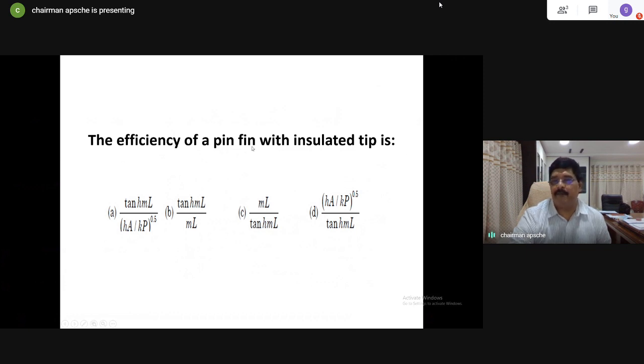The efficiency of a pin fin with insulated tip. The equation I got confused with earlier has come again. So the pin fin with insulated tip efficiency equation is tanh(mL) by mL. We have discussed that.